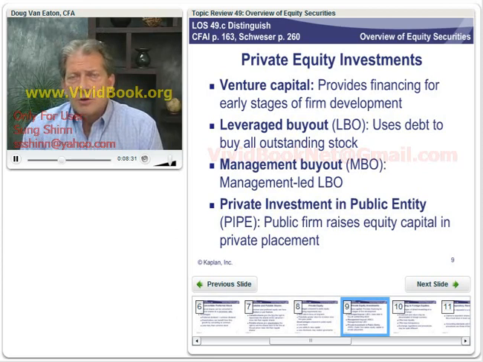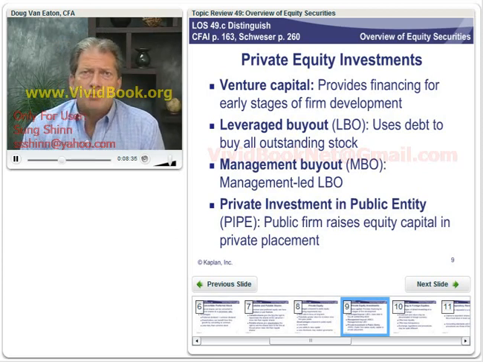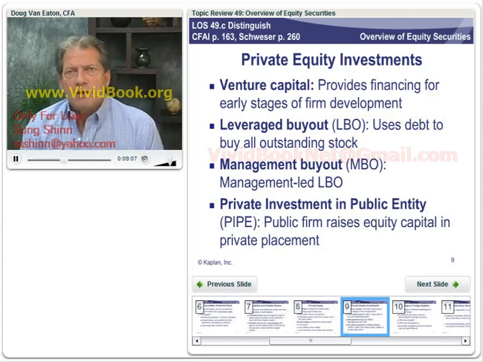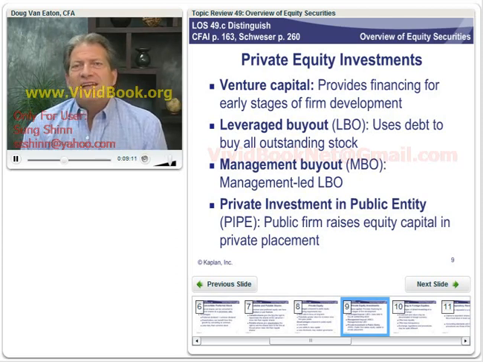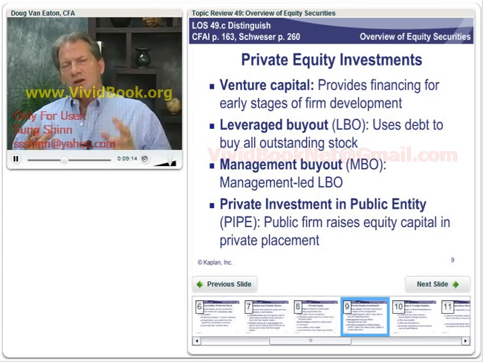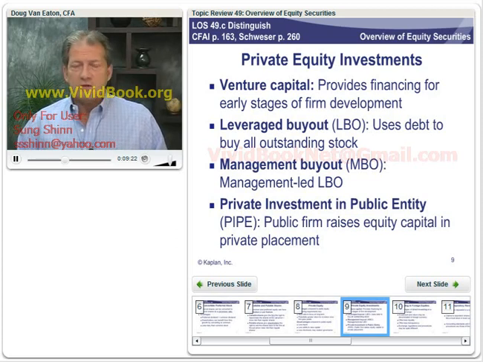Some of the types of private equity, well, venture capital is private equity. Venture capital firms provide financing for the early stages of firm development. Leveraged buyout, in this case, it's often a publicly traded company that's taken private. They use a lot of leverage, that is, they issue a lot of debt to buy the company and buy all their outstanding stock. Now, if management is leading this leveraged buyout, then we refer to it as a management buyout. And a PIPE, or private investment in public equity, sometimes public firms can raise equity capital in a private placement. They issue some new shares, but they do not register them for public trading. And so they're sold on the private market, and there's restrictions on who it can be sold to.